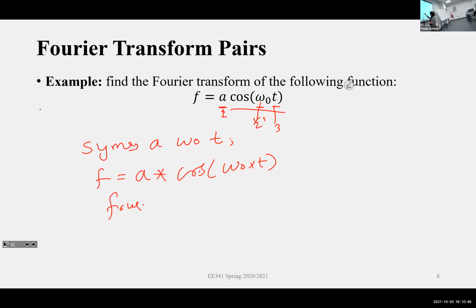Then fourier of f, this function, with omega naught, because this is the frequency. Whenever you find the Fourier transform, you have to write this omega naught.